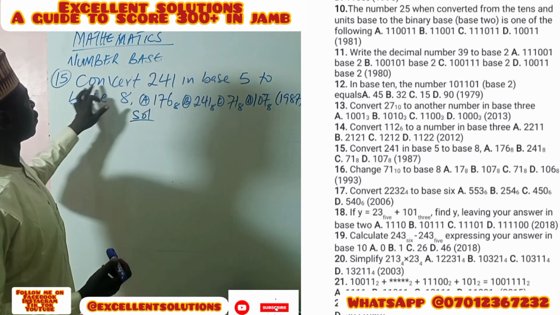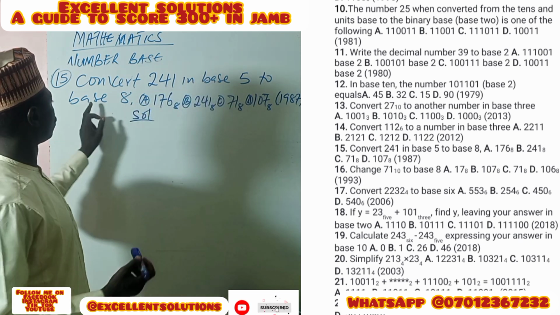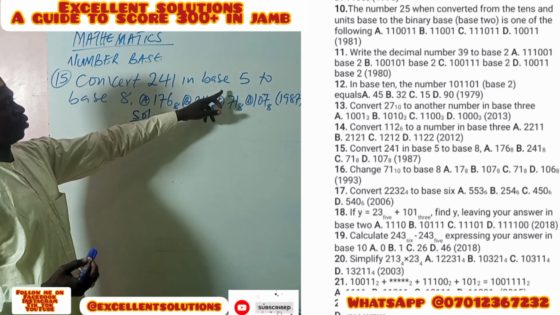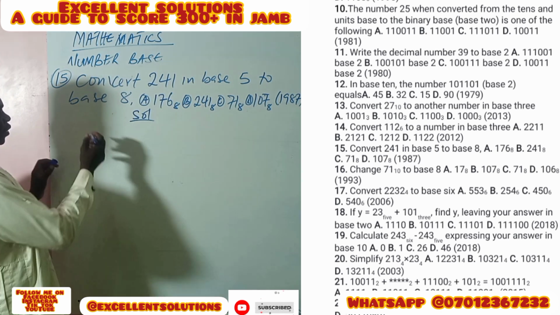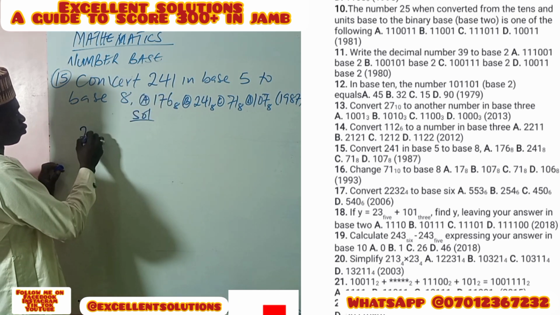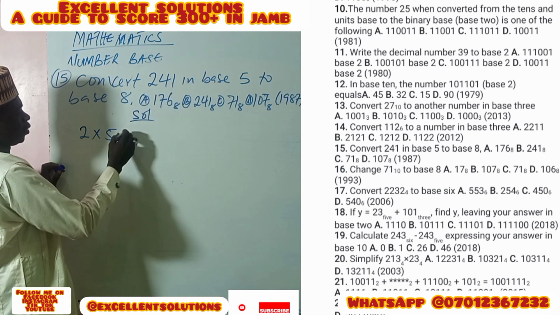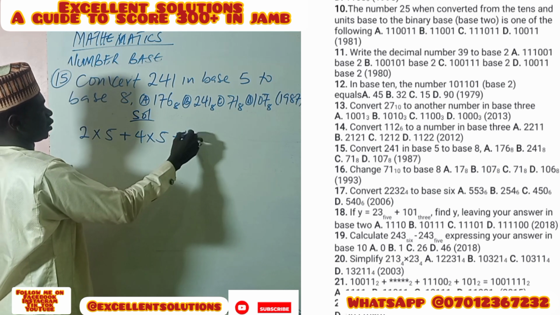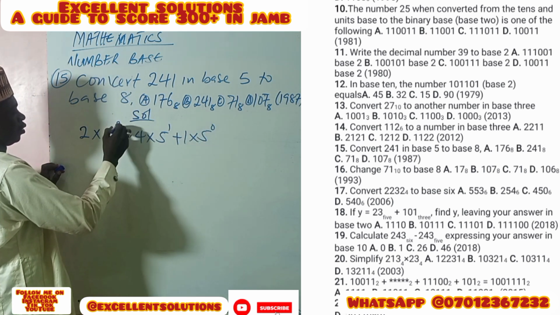Question 15 says convert 241 in base 5 to base 8. So this also, we first convert this to base 10, then we convert it from base 10 to base 8. So here we have 2 times 5, since it is in base 5, plus 4 times 5 plus 1 times 5. So we give this power 2, 1, 0.